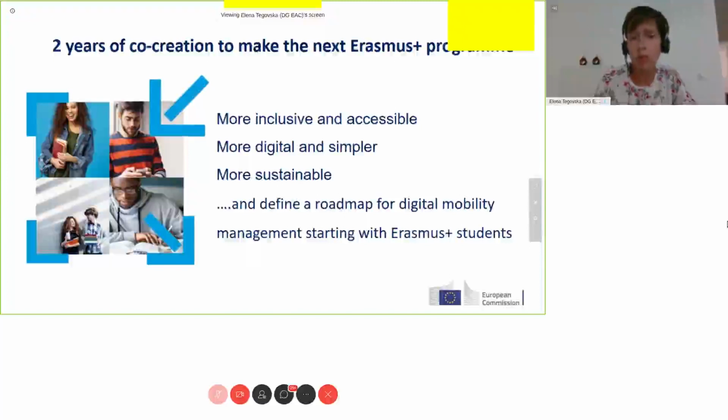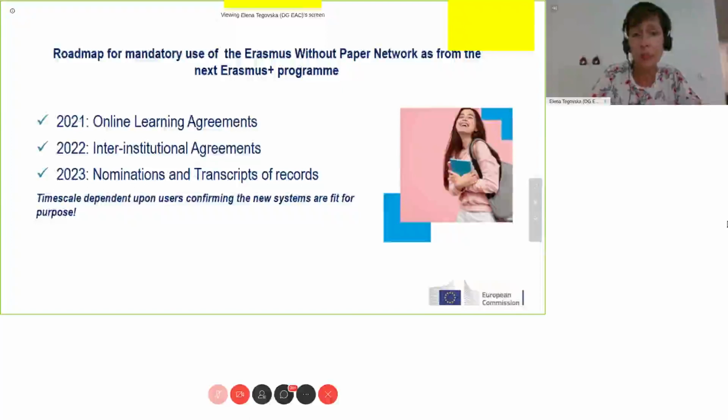And for the European Student Card Initiative, obviously, in order to progress in a timely and as efficient way as possible, we have defined a roadmap for the digital mobility management. And here you can take a look at it. The idea is that the roadmap is there as a structure for the universities to be able to anticipate and to organize everything that needs to be organized.